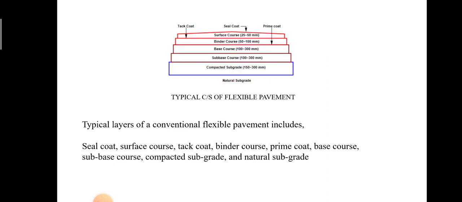Then this shows a typical cross section of the flexible pavement. That is, typical layers of a conventional flexible pavement include natural subgrade, above which compacted subgrade, and above which subbase goes, then base goes, binder goes, and surface goes. These are the typical layers of a conventional flexible pavement.